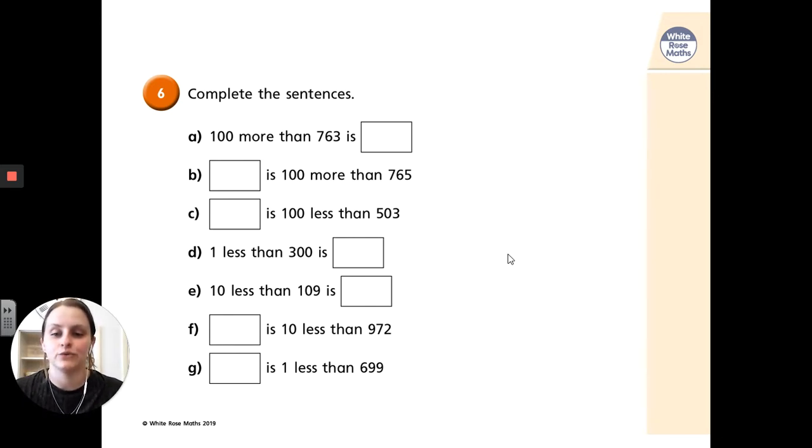10 less than 109 is, again, be careful. These two we are bridging across that 100, it will be trickier. Then what is 10 less than 972? And what is 1 less than 699? So pause so you can work those out before we move on.